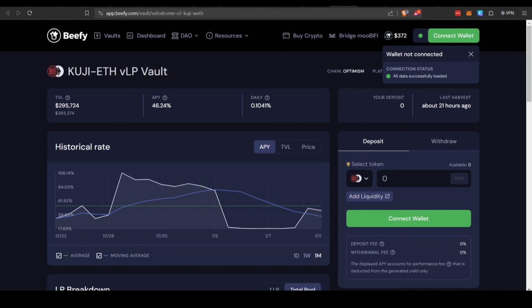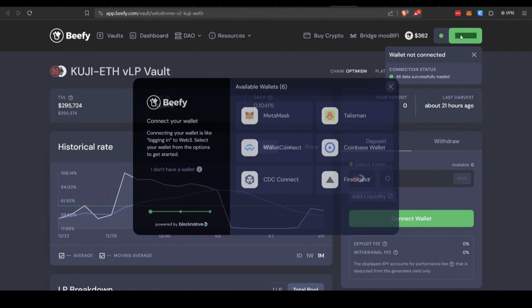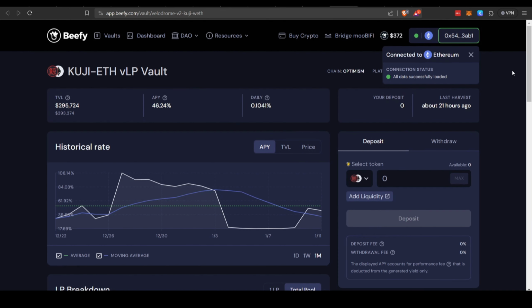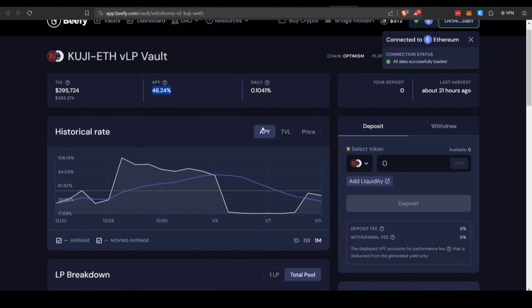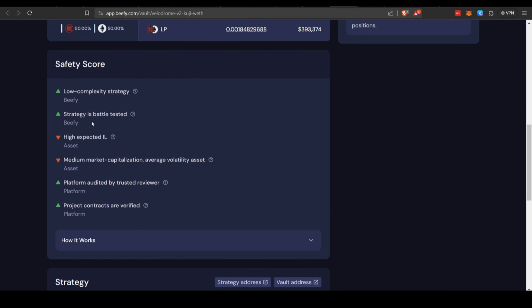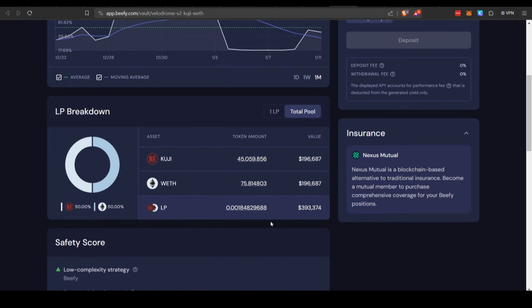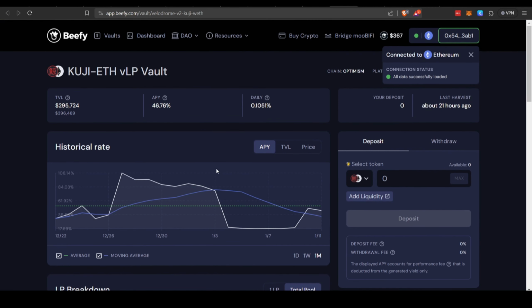And lastly, if you don't want to go through all the transacting on Osmosis and swapping over to various networks, you can also come here and you can connect via MetaMask. So let's say you had some ETH in there, you could provide on the Ethereum network. You could do the Kujira ETH LP vault, and it looks like it's earning 46.24%. Low complexity strategy, it's battle tested, it's audited, and the contracts are verified. So this is another way to earn. It looks like you will need half ETH or wrapped ETH and then Kujira tokens. And this is another way to earn with the Kujira project.